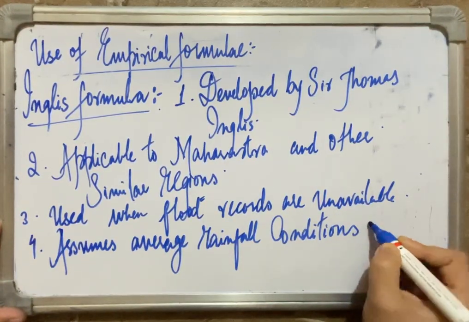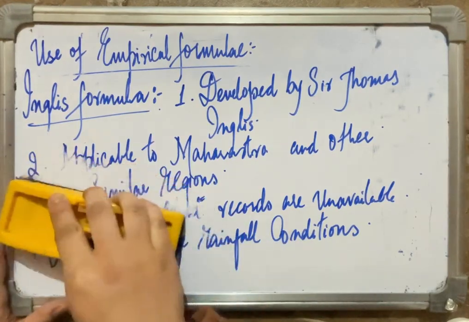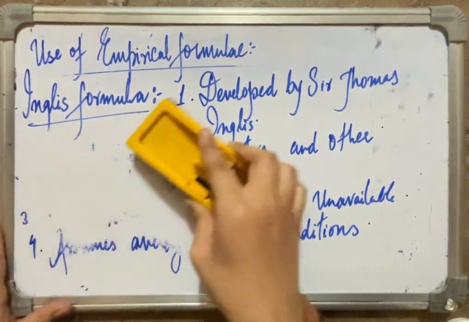All right. So this was about some of the key points of the English formula. The first one being, it was developed by Sir Thomas Inglis. The second one, that it is applicable to Maharashtra and other similar regions, that of the Deccan Plateau. Third one, that it is used when flood records are unavailable. And the fourth one being that it assumes average rainfall conditions. Let us study about its limitations.